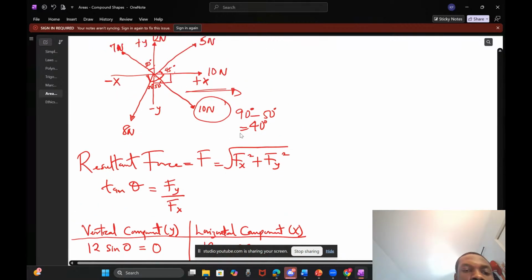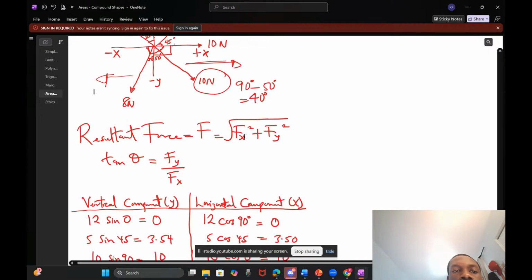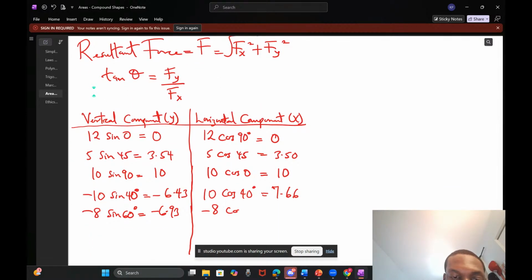And it's also facing the negative x-axis, this side. Okay, so it's also going to be negative 8 cos 60 degrees for the horizontal component. So that will give us minus 4.